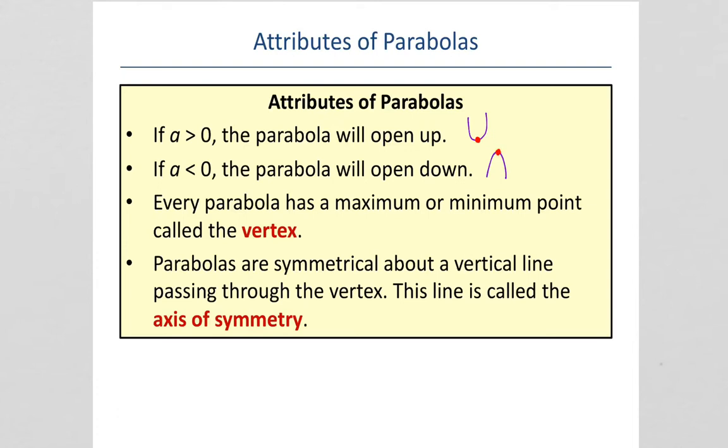Parabolas are symmetrical about a vertical line passing through the vertex called the axis of symmetry. So here would be the axis of symmetry for each of those. And you can see it's the same on each side.